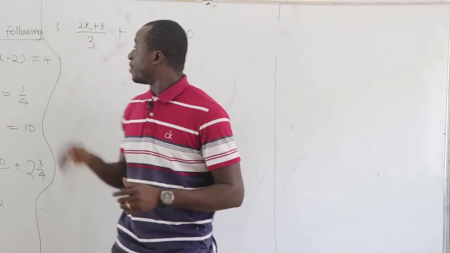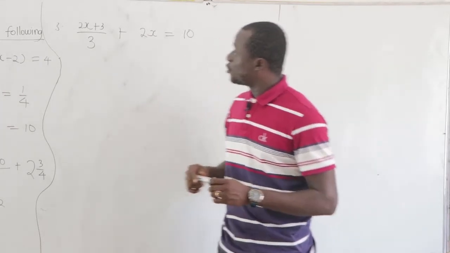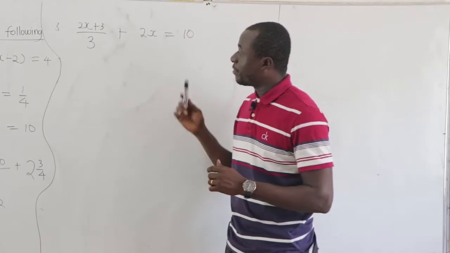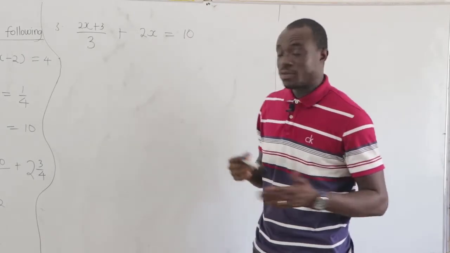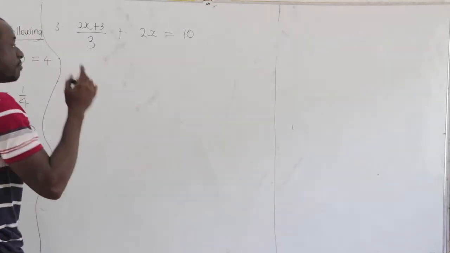Now let's see the third one. This is BECE 2020. Now we have 2x plus 3 all over 3 plus 2x equal to 10. What's the LCM? Clearly the LCM is 3. So multiply each term by 3.